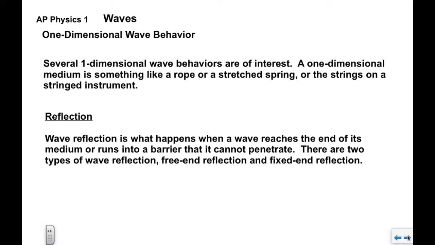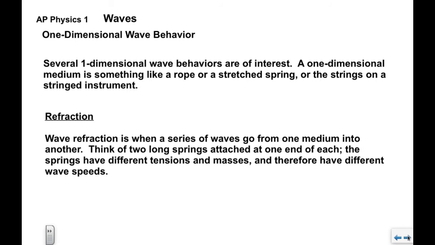The first behavior we're going to look at is reflection. Wave reflection is what happens when the wave reaches the end of the medium or runs into a barrier that it can't penetrate. There are two kinds of wave reflection we'll look at, free end reflection and fixed end reflection. That has to do with whether the end of the medium is held in place or not.